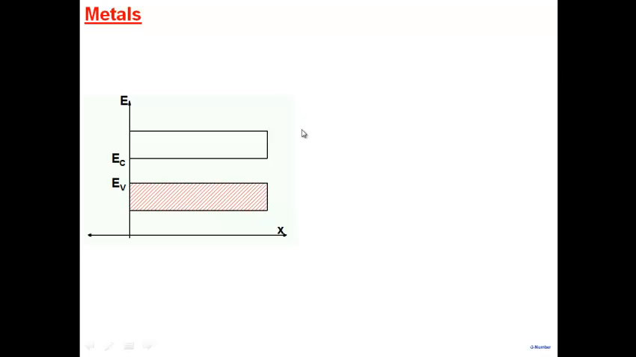And let's see how we handle metal in an energy band diagram. So this is the picture that we have of a semiconductor. We said that there is a valence band which is full, or a little bit empty because of holes, and there's a conduction band here.